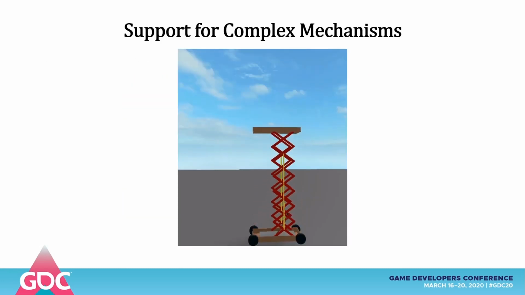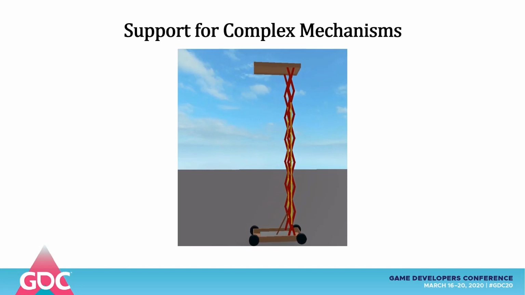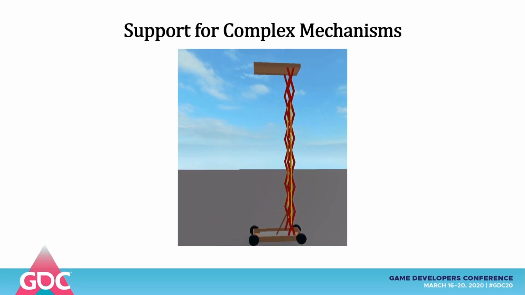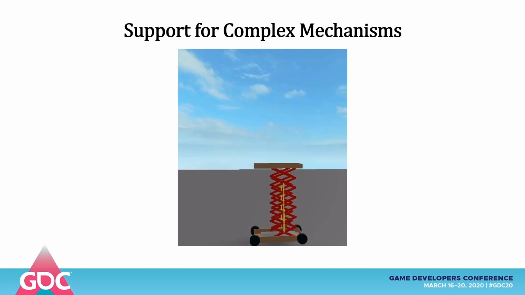Since the creativity of Roblox developers knows no bounds, our physics engine is required to support complex, sometimes very complex mechanisms. For example, we wouldn't be able to simulate this scissor lift using an existing physics library. This requires a more robust type of constraint solver, and this will be the topic of this talk. There is another requirement for a physics library, the support for distributed physics, which we will not discuss here.